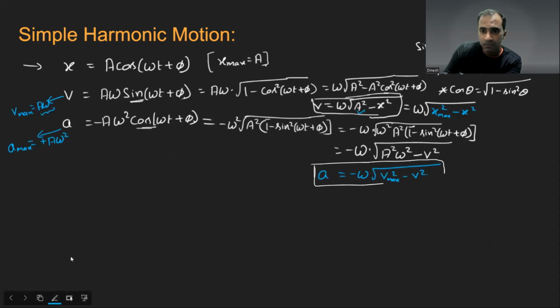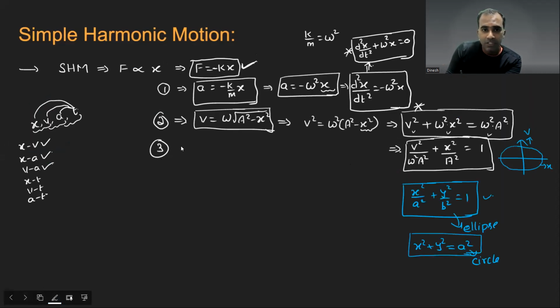Acceleration is equal to minus omega into root of Vmax square minus v square. V is a variable. At different points, at different times, velocity will be changing. That is this v. Vmax is a fixed value. Vmax happens only at the equilibrium, and that is a fixed value. These two are variables. As v changes, acceleration also changes. Right. So let's write that relation.